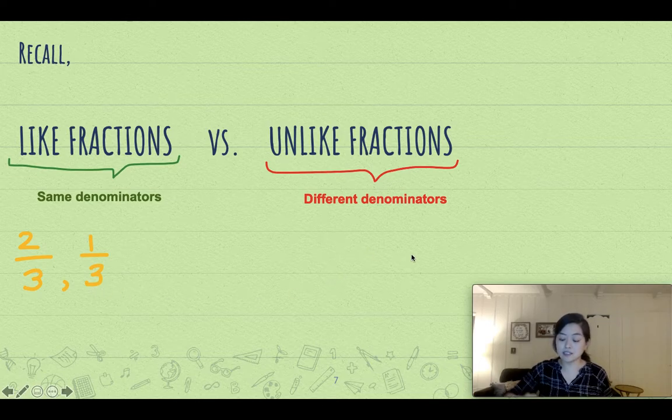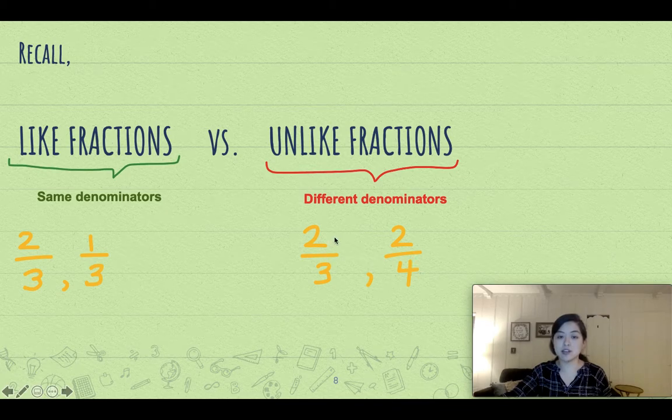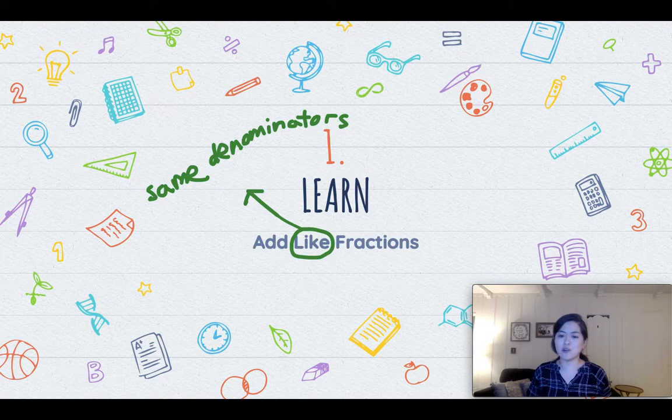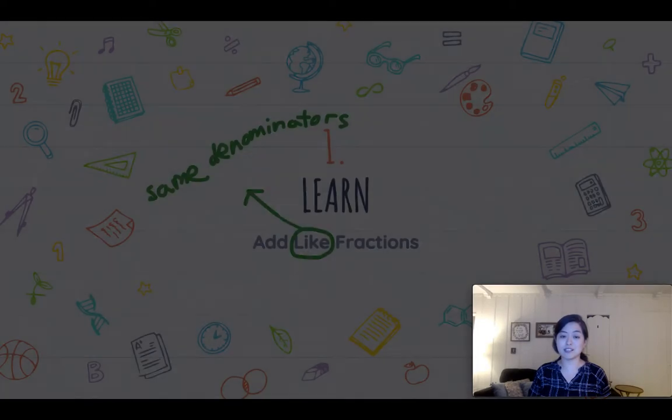Let's look at an example of unlike fractions. We have 2/3 and 2/4. They are unlike fractions because their denominators are different. Here's a denominator of 3 and here's a denominator of 4. Alright, so today we're going to practice adding like fractions. Remember that like fractions means fractions with the same denominators.